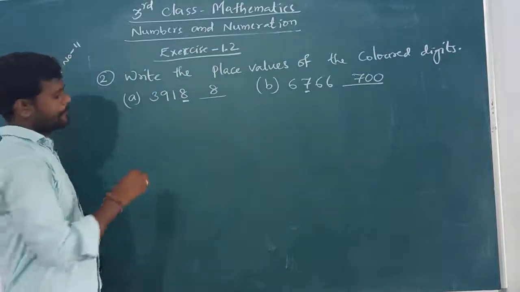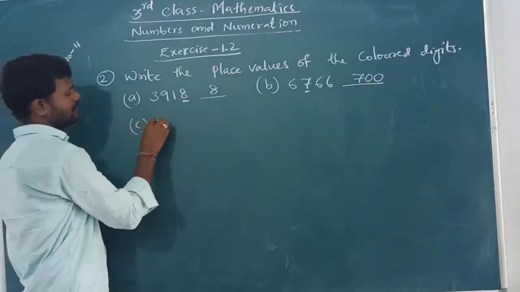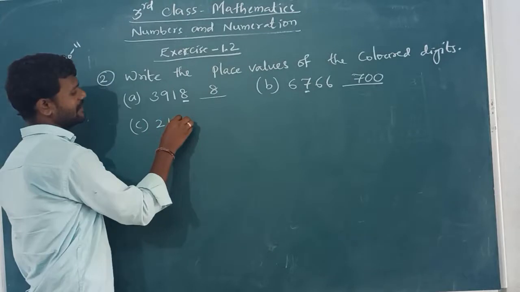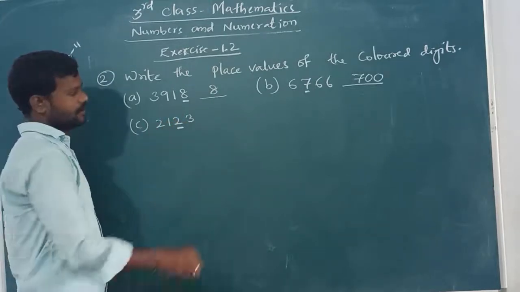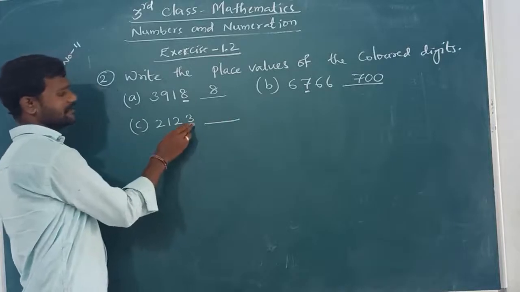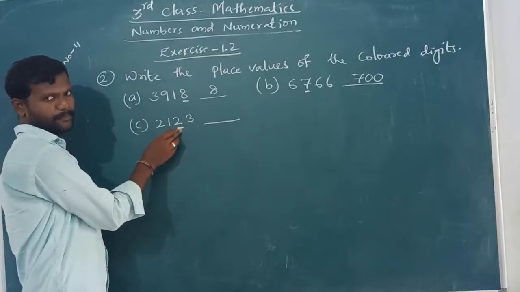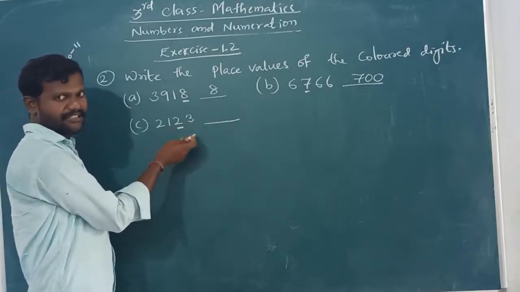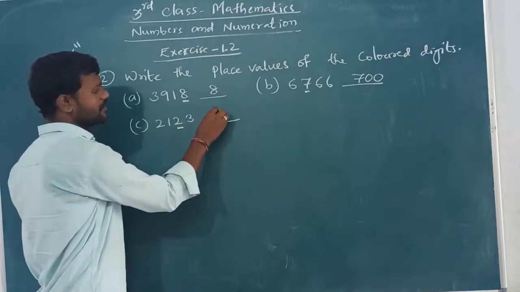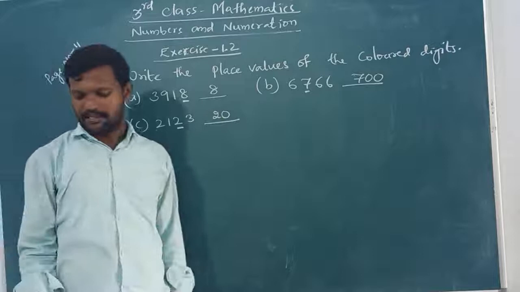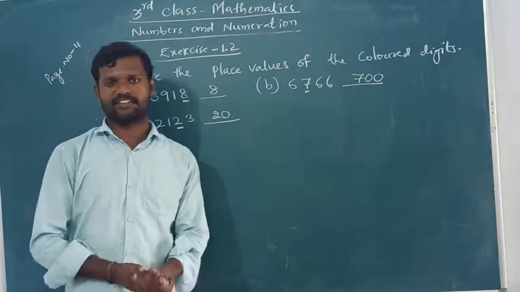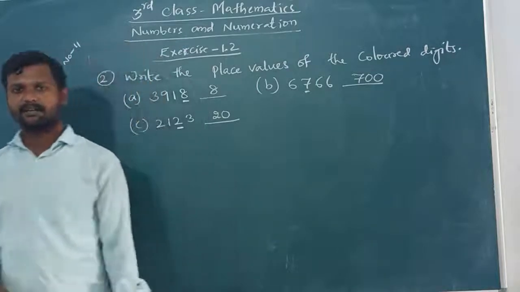Okay, like that. C. What is the C bit? 2123. This 2 is colored. In which place is it? Ones, tens place. So 2 is in tens place. 2 tens, how much? 20. So the answer is 20. Like this, write the second bit also. First bit and second bit completed. Okay.